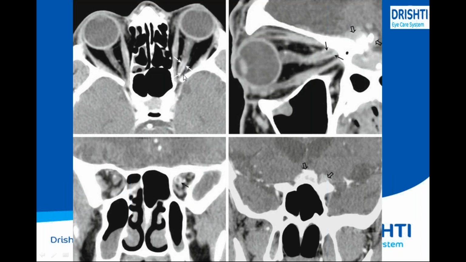So it explains that the spread has been in the optic nerve also. The optic nerve is also involved in this case. So this is called the fusiform of the optic nerve.